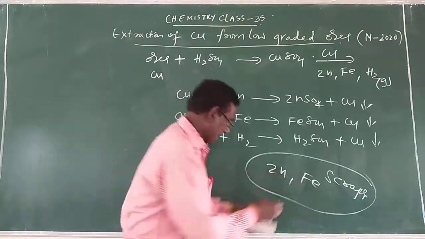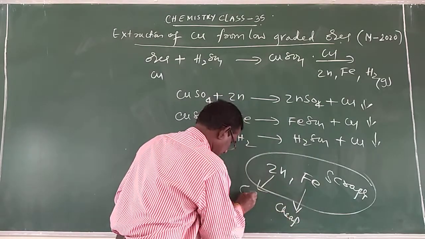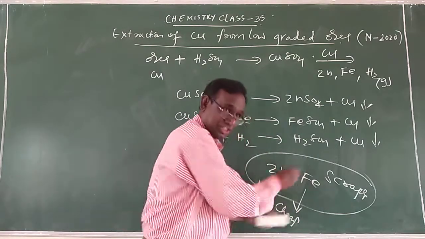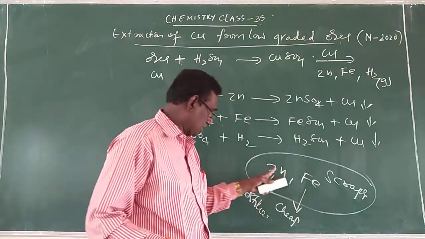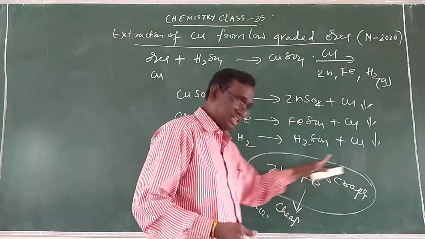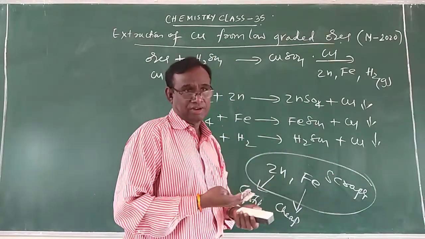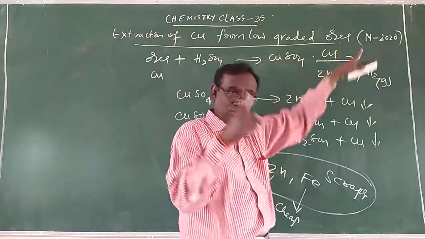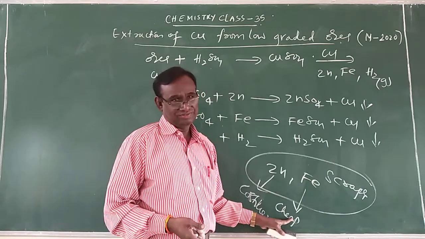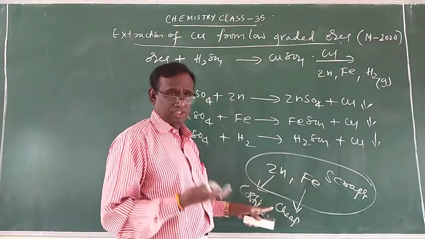We know that iron is cheap, but zinc is costlier. This is the question asked in our examination. Out of zinc scraps and iron scraps, which one is more advisable and advantageous for the extraction of copper from low graded ores? You have to write iron. Iron is taken to be a cheap metal.